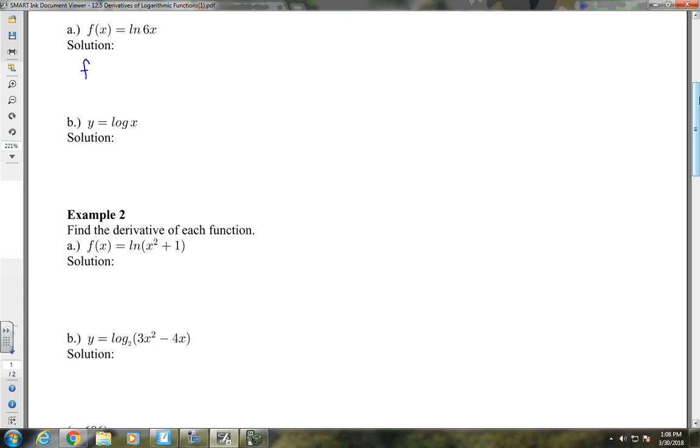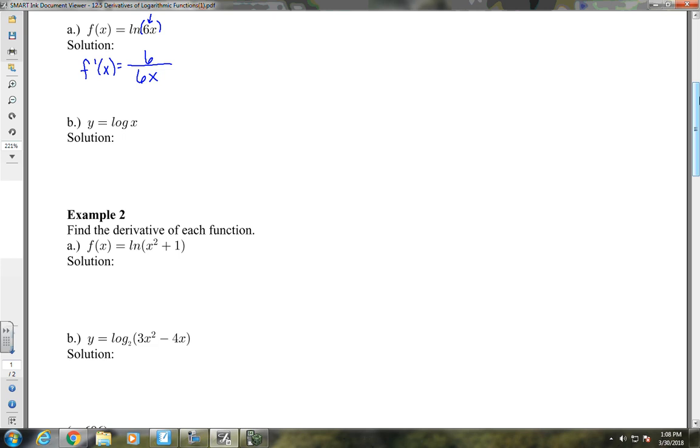So when you differentiate a natural log function, here's what you want to think about. Take the argument of the natural log, leave it as it is, and put it in the denominator. In the numerator, you'll have the derivative of the argument. The derivative of 6x is 6.